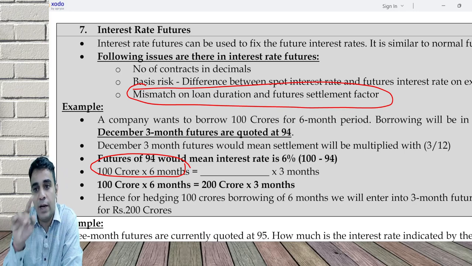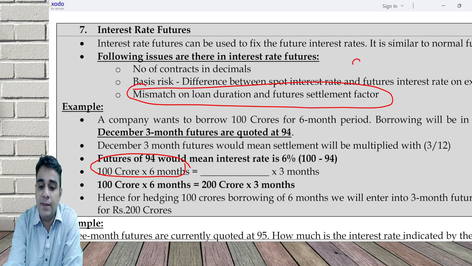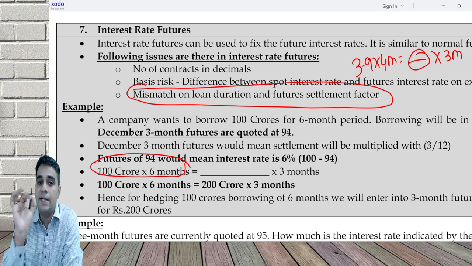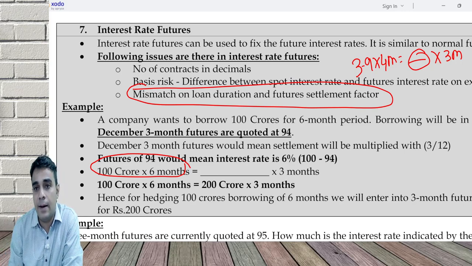For example, in the last problem we had 3.9 million. 3.9 million for 4 months is equal to question mark for 3 months. Can you tell me what this question mark will be? 3.9 for 4 months is question mark for 3 months. Number of contracts: 5.2 million divided by half a million.